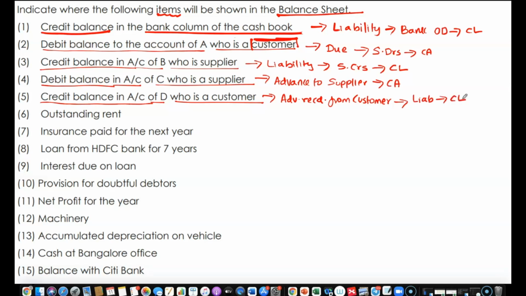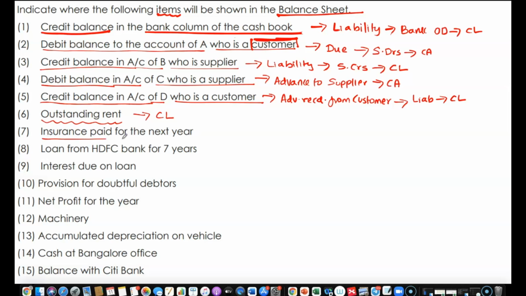Next one is outstanding rent. All this we have discussed in the final accounts adjustments, the first 18 adjustments. In that, outstanding rent indicates you have an obligation to pay the landlord. The rent has become due, but you haven't paid it. So it's a liability. It is payable immediately, so it will appear under current liabilities.